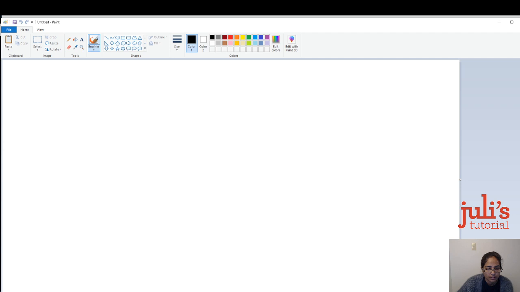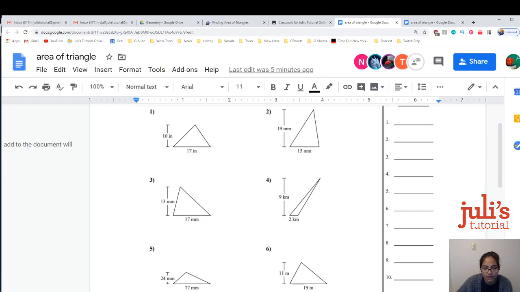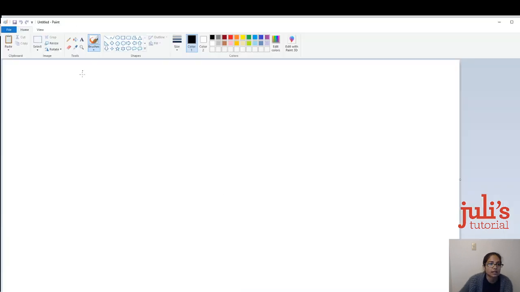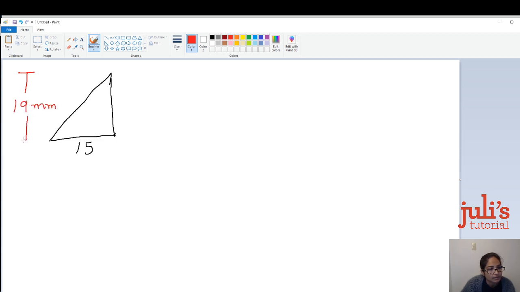Second one. So we're going to do the second one from this one, 19 and 15. We have kind of like a right triangle, but it's not a right triangle because it doesn't have a line straight like that. It's a little tilted. But the beauty of these triangles is that they actually mention what the height is, which they always will every time they assign you. This is the height, and the height is 19 millimeters. And this is 15 millimeters.